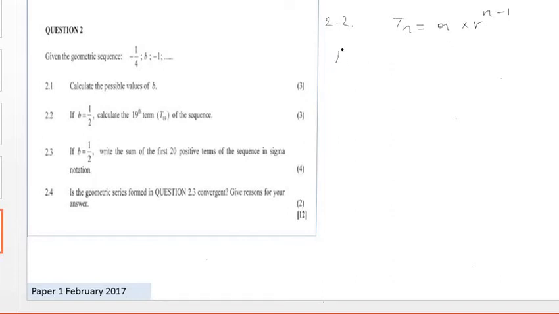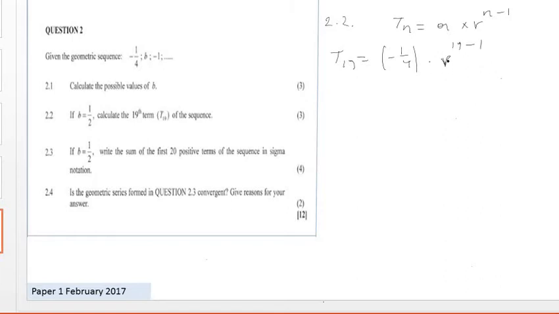So I'm going to say T19 is equal to, so A represents the first term. So in that case, A is equal to negative 1 over 4. So we have negative 1 over 4 multiplied by the ratio. I'm going to determine the ratio soon. So n in that case is 19, since they want us to determine the 19th term. So we just write down 19, and then we have minus 1.